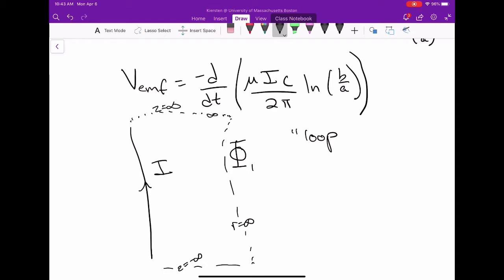equals infinity. This flux is going to be the integral from minus infinity to infinity in z, 0 to infinity in r, of B dot dS. And this B does not equal 0. So we end up with infinite flux.